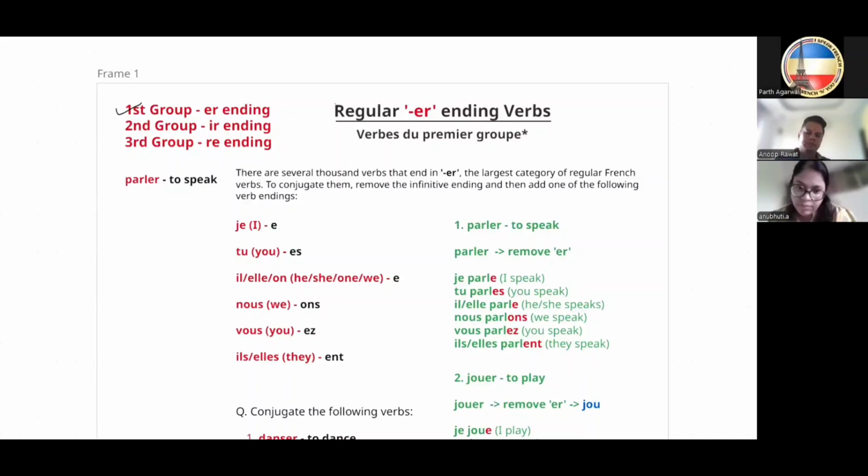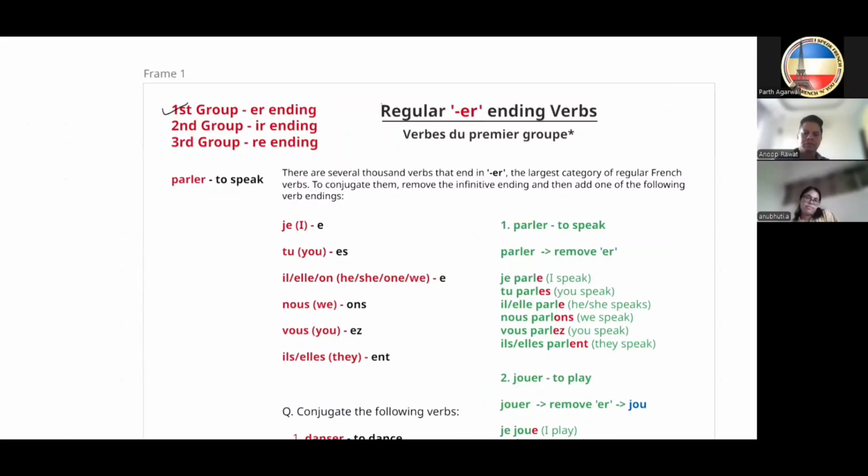So first we have ER ending verbs. Second group is called IR ending, and third group is called RE ending, right? So Anup, if you remember, if we talk about être also, être is having which type of ending, Anup?